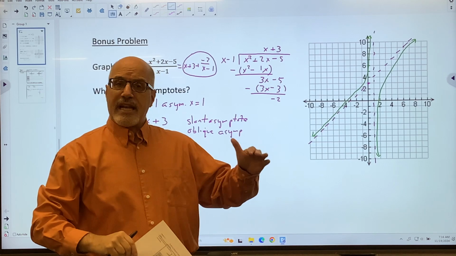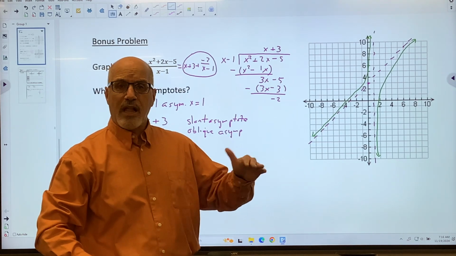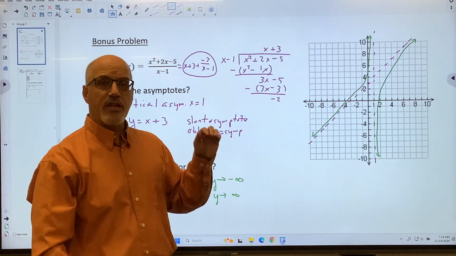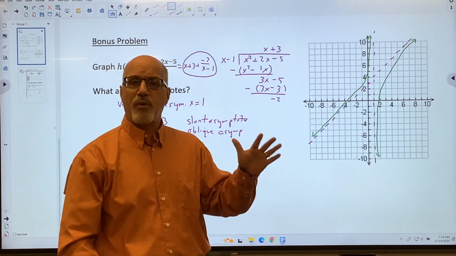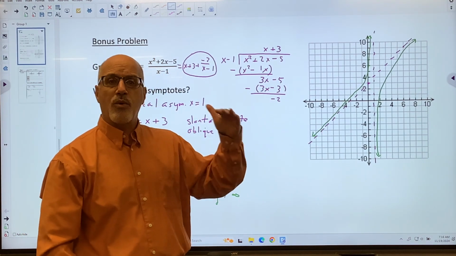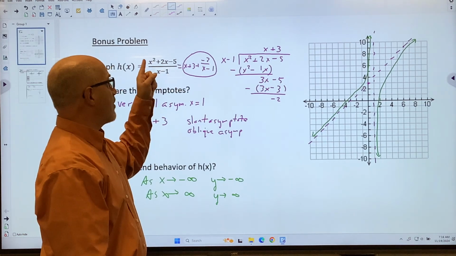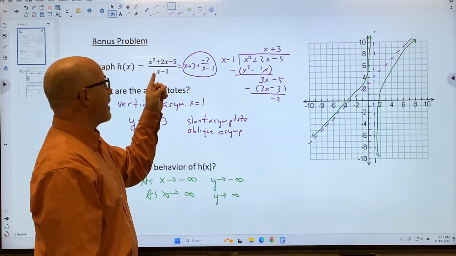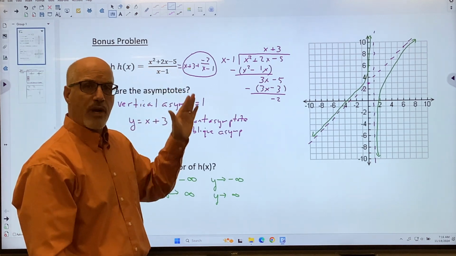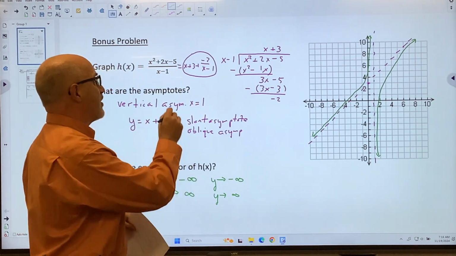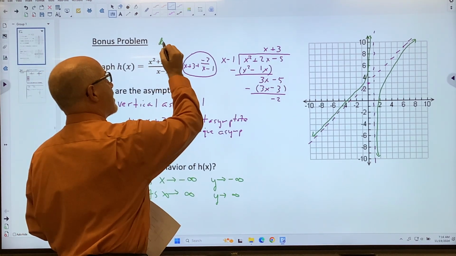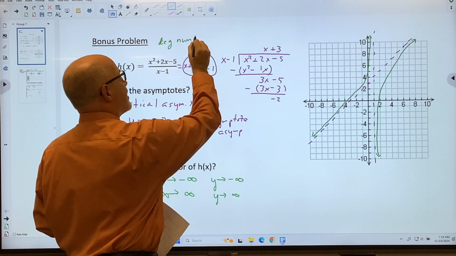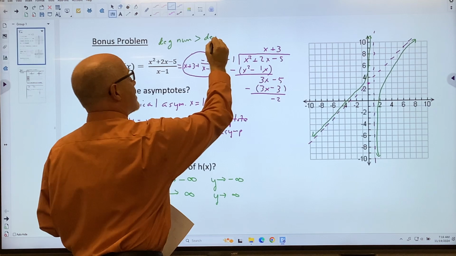Later, in future classes and courses, you'll look at when the degree is two larger, then you'll have an asymptote that looks like a parabola. It will change according to the degree that you have that's higher in the numerator versus the denominator. So when you have a problem like this where the degree of the numerator is larger than the degree of the denominator, so this is the situation we're dealing with. The degree of the numerator is greater than the degree of the denominator.